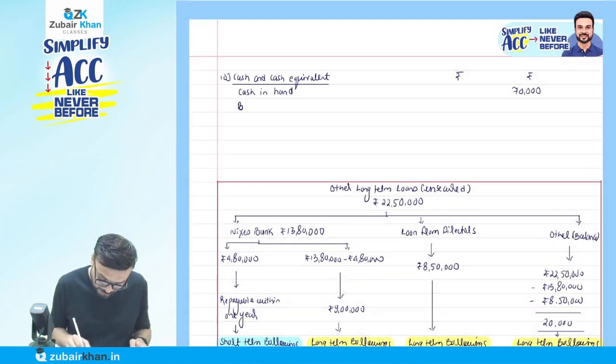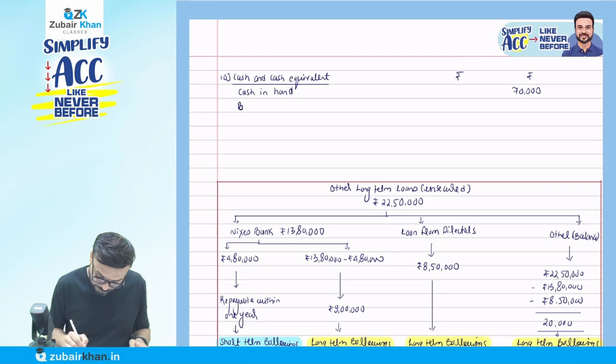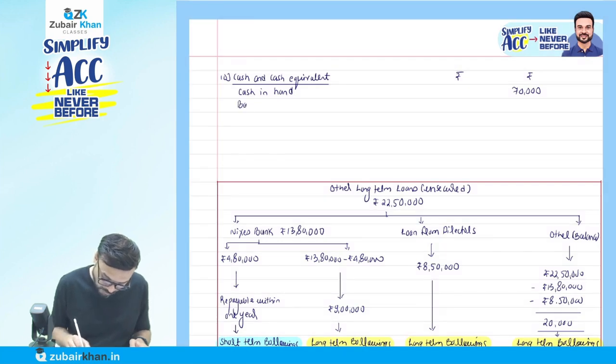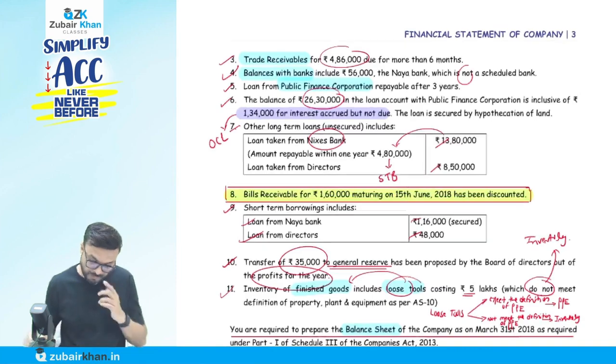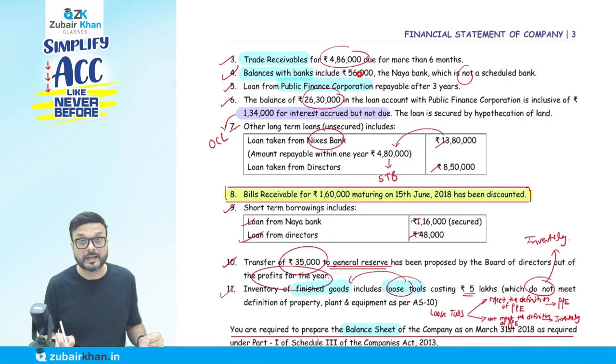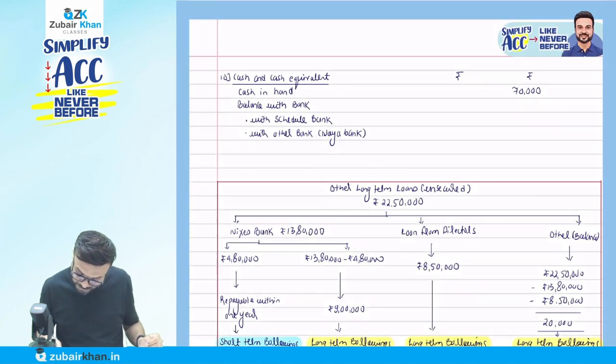Balance with bank. Now under balance with bank, write down with schedule bank, and with other bank. You can write it down in bracket Naya bank. Now how much amount we have with the Naya bank? 56,000 is mentioned there. 56,000. So we're going to write it down here.